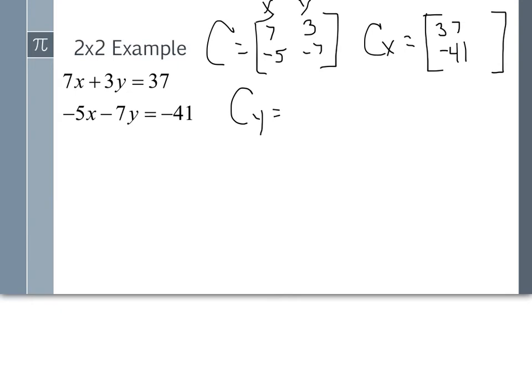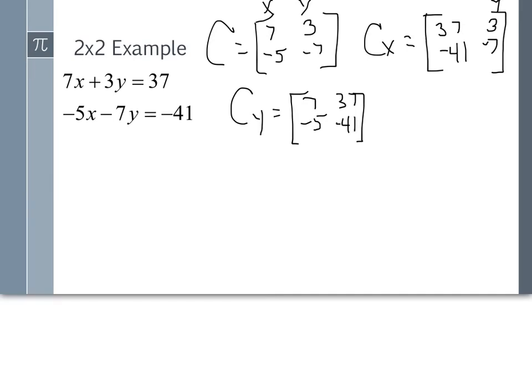So 7 and negative 5, the X column pops out. 37 and negative 41 pops in. The 3 and the negative 7 just stays right where it is, the Y column. Okay? We do the same thing now with this CY. The X column stays right where it is, but now we pop out the Y column and we replace it with 37 and negative 41.